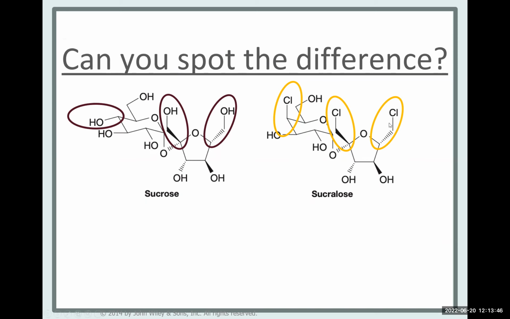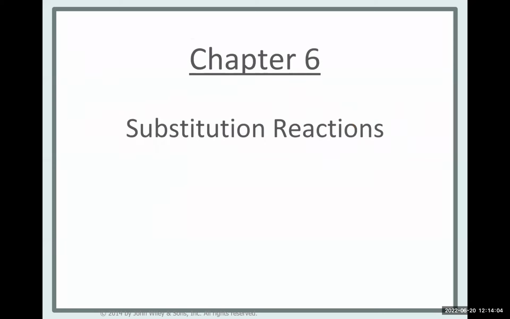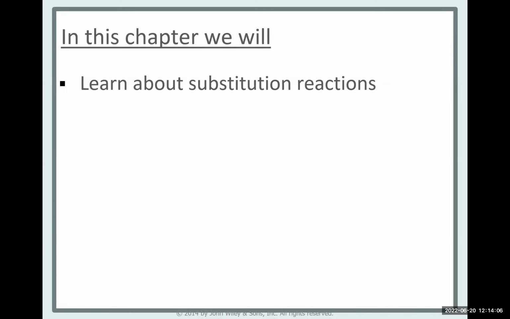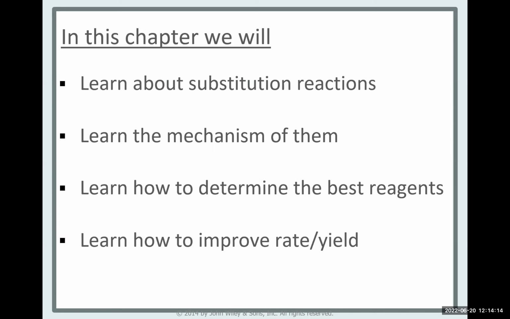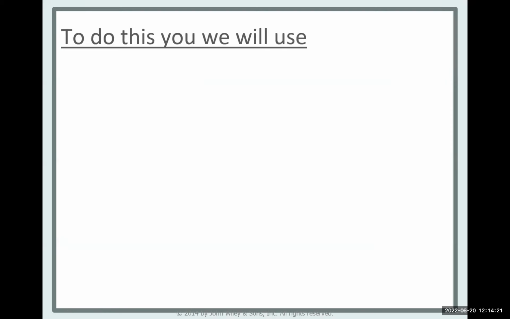Okay, the other thing though that's happened is these are substitution reactions. So we've swapped out the alcohol for the chlorine, and that's what substitution reactions are: we're swapping out one group for another group. It's a substitution. We're making a switch. So that's what chapter 6 is all about. We're going to learn about substitution reactions. We're going to learn the mechanism of them. We're going to determine what the best reagents are for them and how to improve the rate and the yield. And the rate means like the speed, and we also call it kinetics.